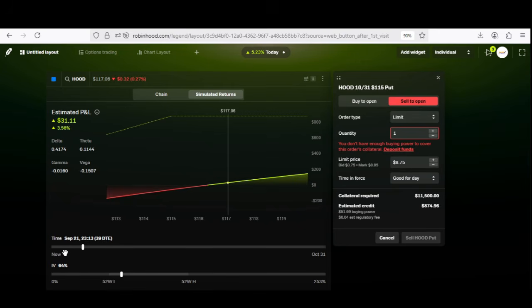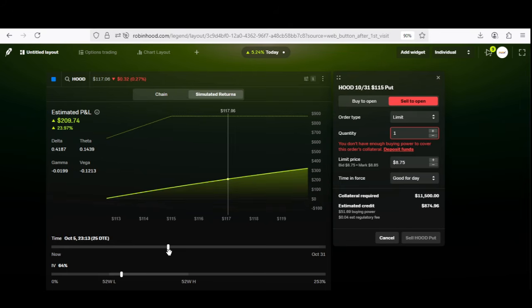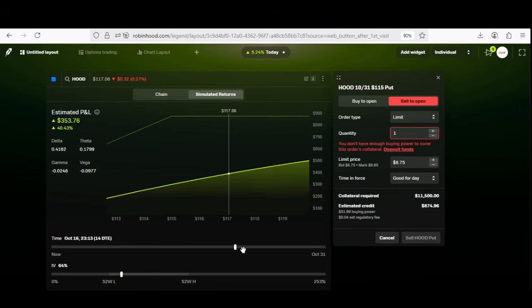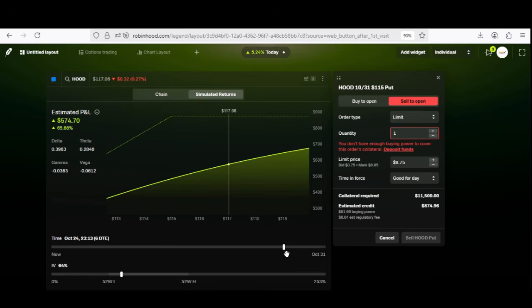Now, as I go to the right, what you're going to notice is that your P&L changes as well as your chart. So as the time goes further out, you're going to be up on the trade if the share price stays at 117 or it goes above. So once again, feel free to use this in order for you to practice.